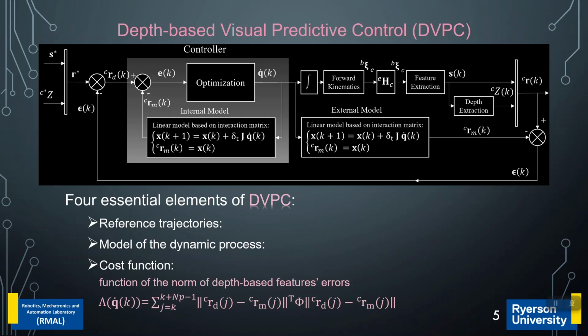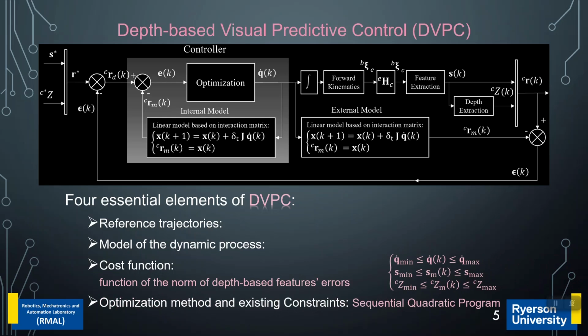The third element is the cost function, which should be minimized in order to obtain the optimized control input. The cost function here is the sum of the norm of the depth-based features error. Finally, we employ sequential quadratic programming to minimize the cost function in the presence of the existing 2D, depth and control constraints, as demonstrated here.